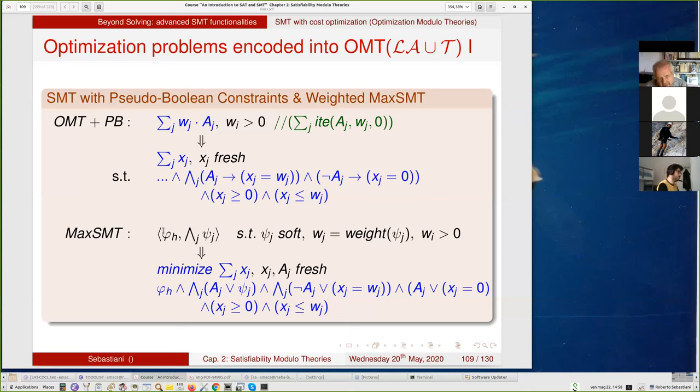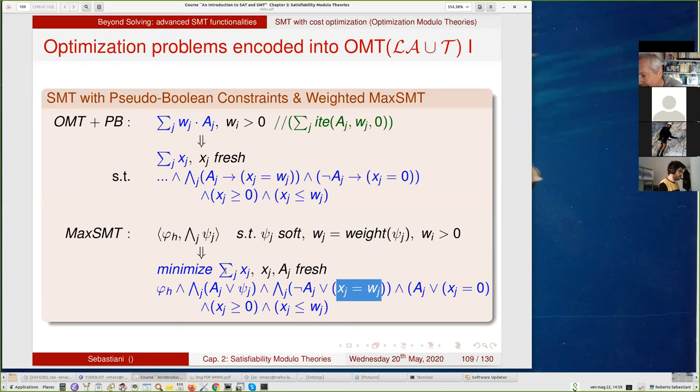and you encode the problem as a phi h, and ij or psi j, and not aj, so aj implies that xj equals wj, and ij false implies that xj equals zero. Okay, so you are minimizing xj. Notice that if you set psi j to false, then ij is forced to be true. But if ij is forced to be true, then xj is forced to be wj, so you pay a penalty which incurs the actual cost. So you are able to encode max SMT into OMT, the optimization modulo theories, in this way.